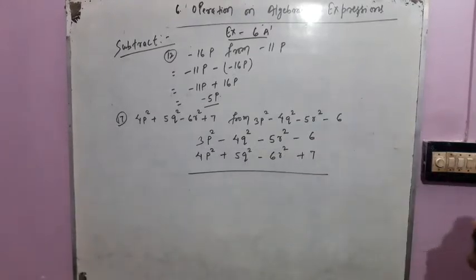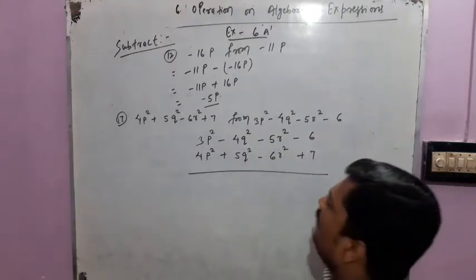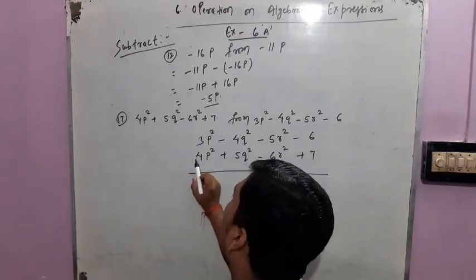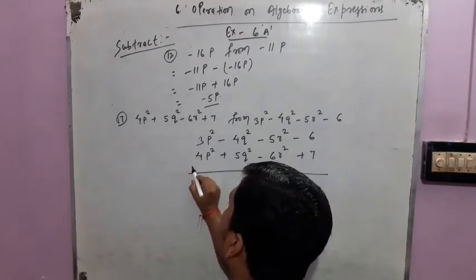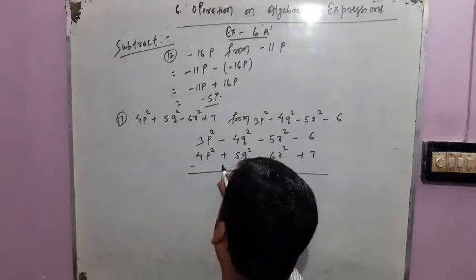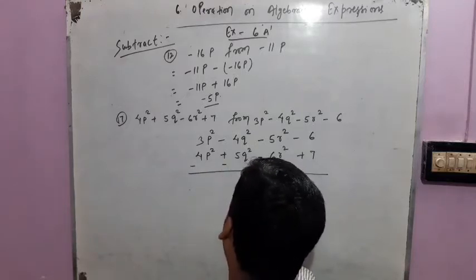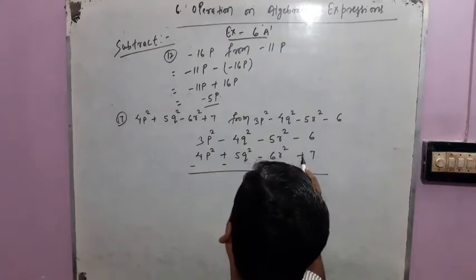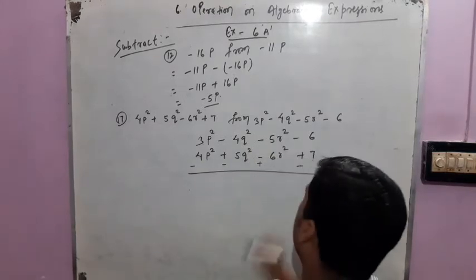Okay students, now in the case of subtraction, we have to change the sign of the lower terms. What is the sign here? Plus, so we make it a minus sign. What is the sign here? Plus, again we make it a minus sign. Here is a sign of minus, we mark a positive sign. And for this plus, we mark a minus sign.